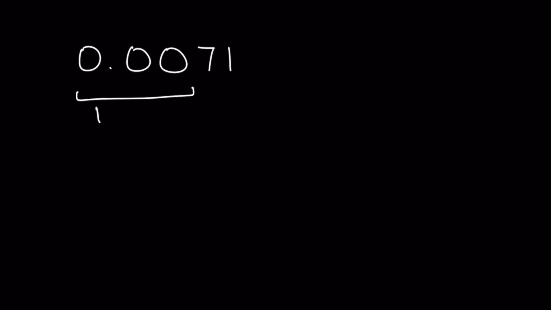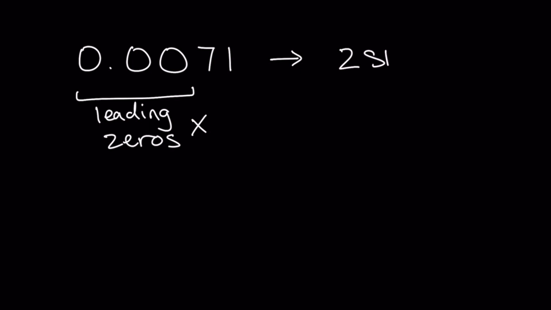Now let's talk about decimal places. Say we had a number like 0.0071. This number has 3 leading zeros. In decimals, we do not count the leading zeros. So 0.0071 has 2 significant figures.